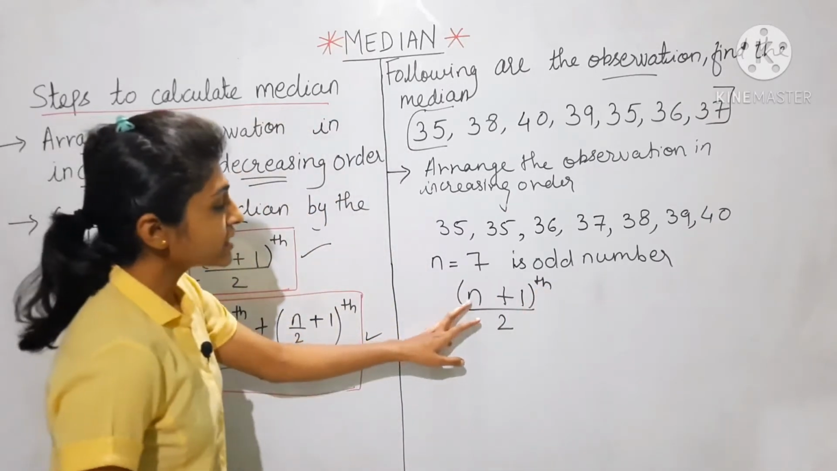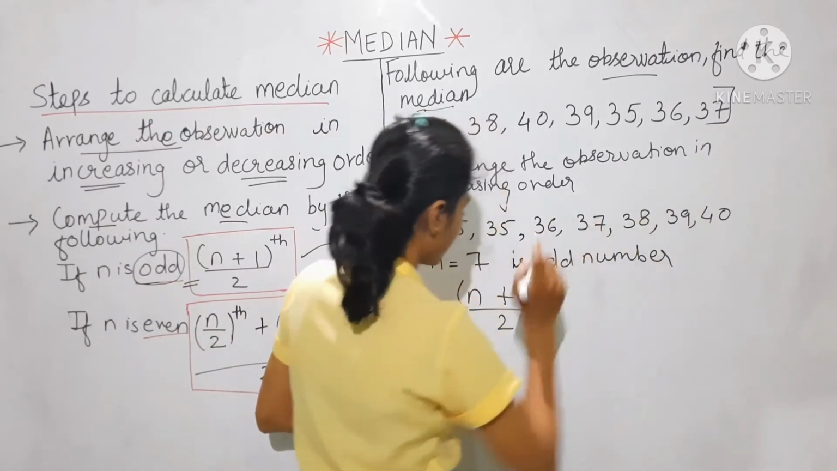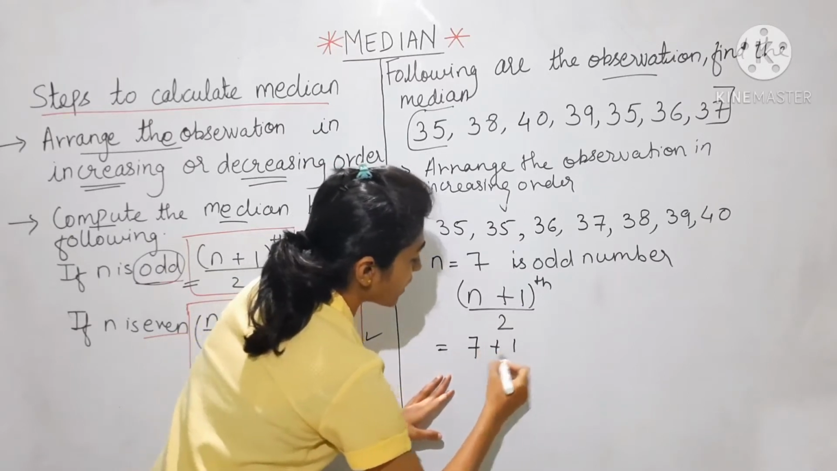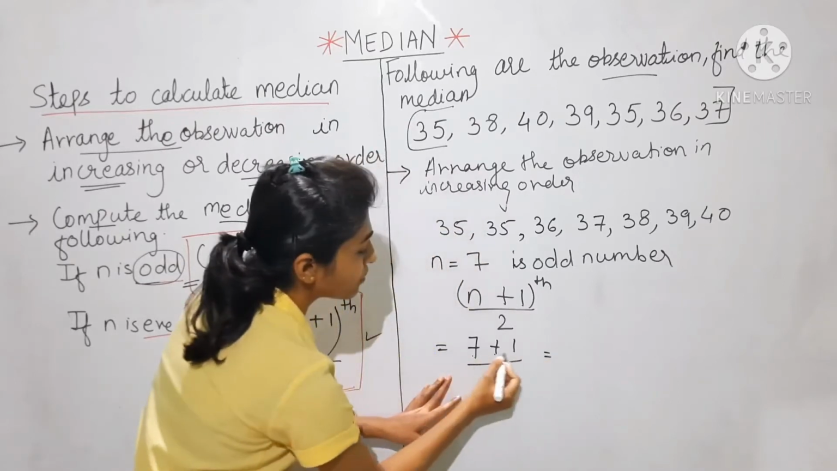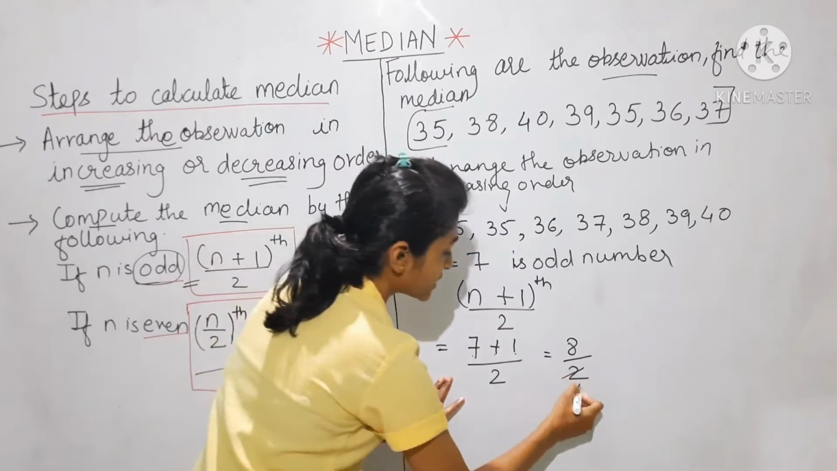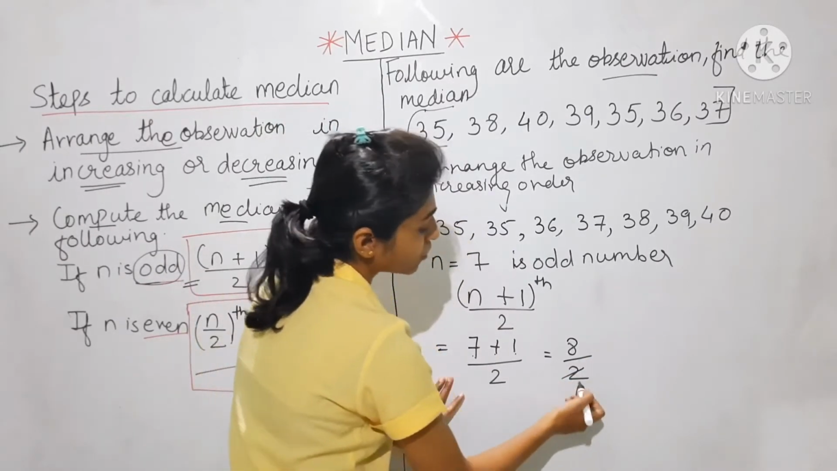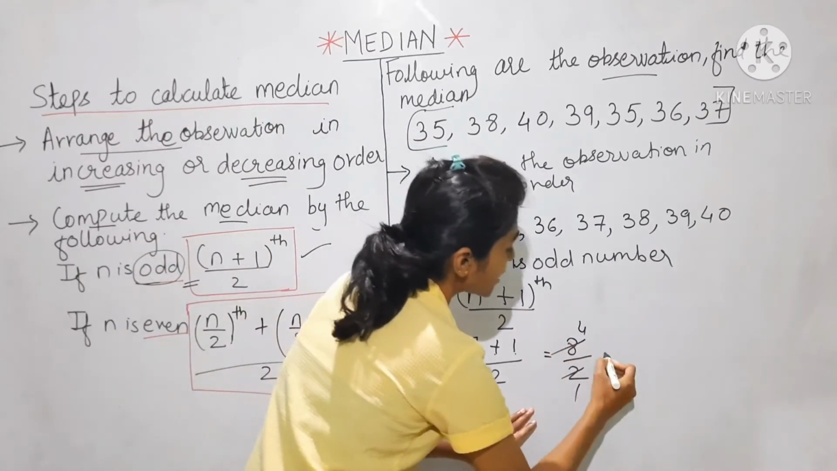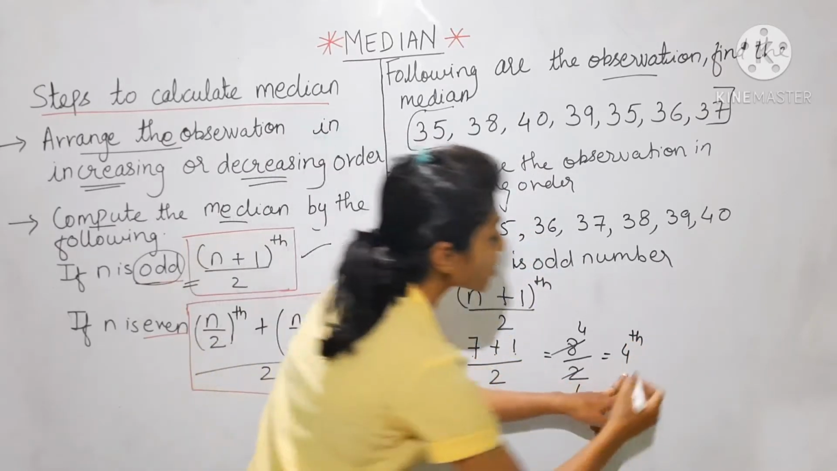Okay, so n is what? 7. Okay, 1, 2, 3, 4, 5, 6, 7. So n is 7, plus 1, divided by 2. So that equals 7 plus 1, 8, divided by 2. So 2 ones are 2, 2 fours are 8. Okay, so fourth observation, this TH means fourth observation.